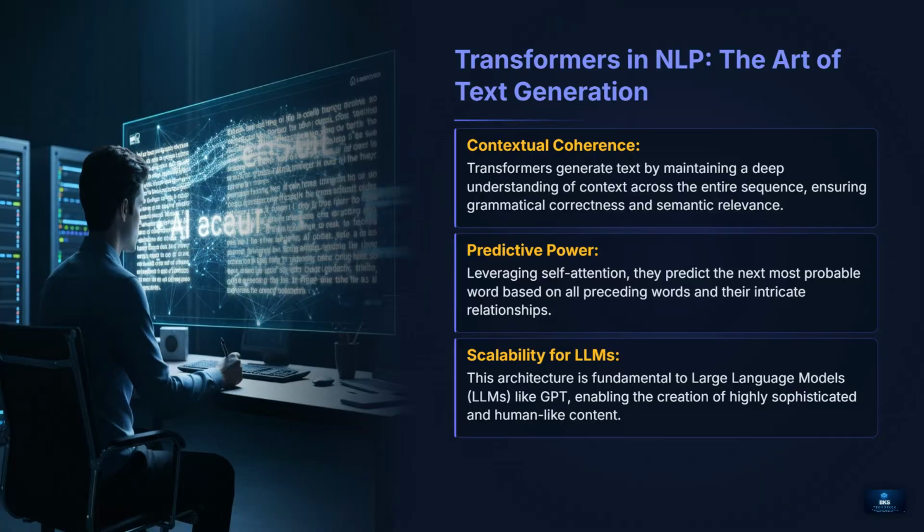Transformers have fundamentally reshaped natural language processing, especially in text generation. They don't just string words together, they weave narratives with deep contextual coherence, predicting the next word with incredible accuracy based on the entire preceding sequence. This predictive power is what enables the magic of modern LLMs.